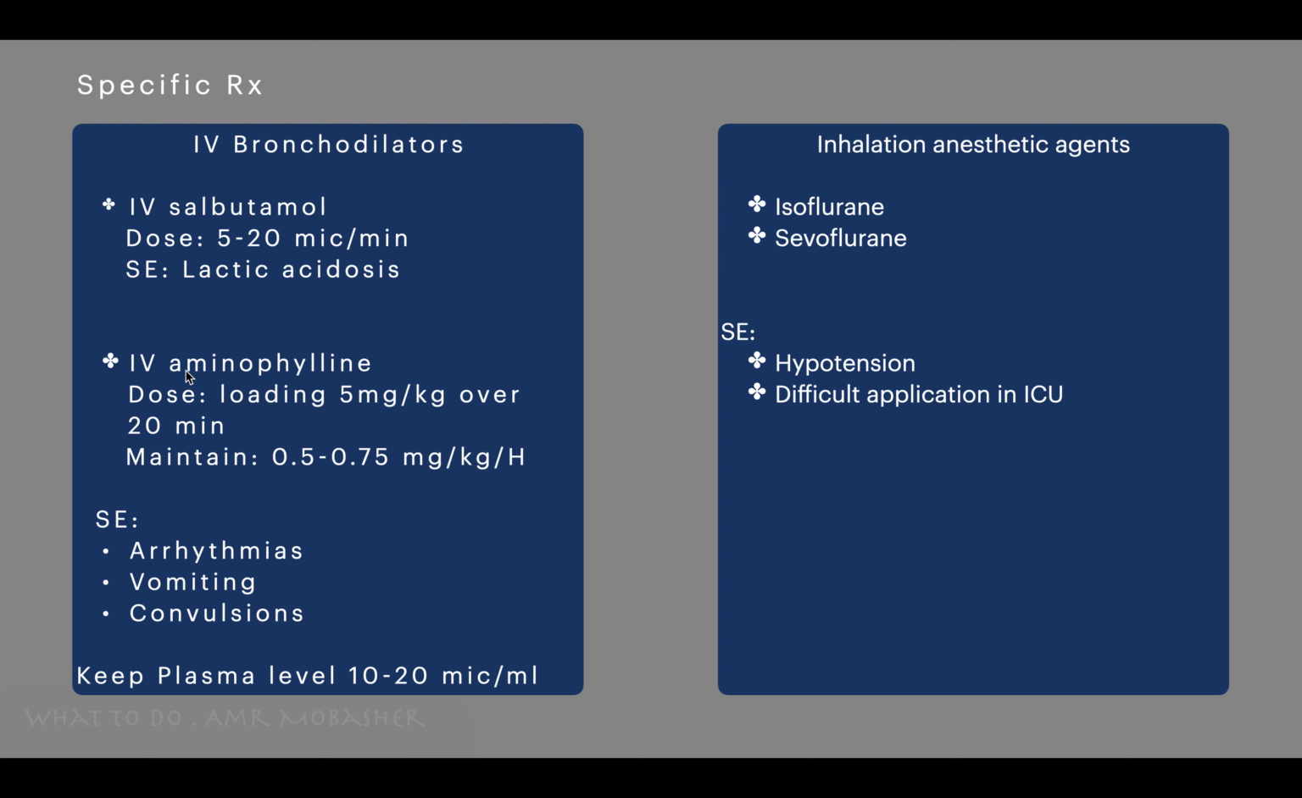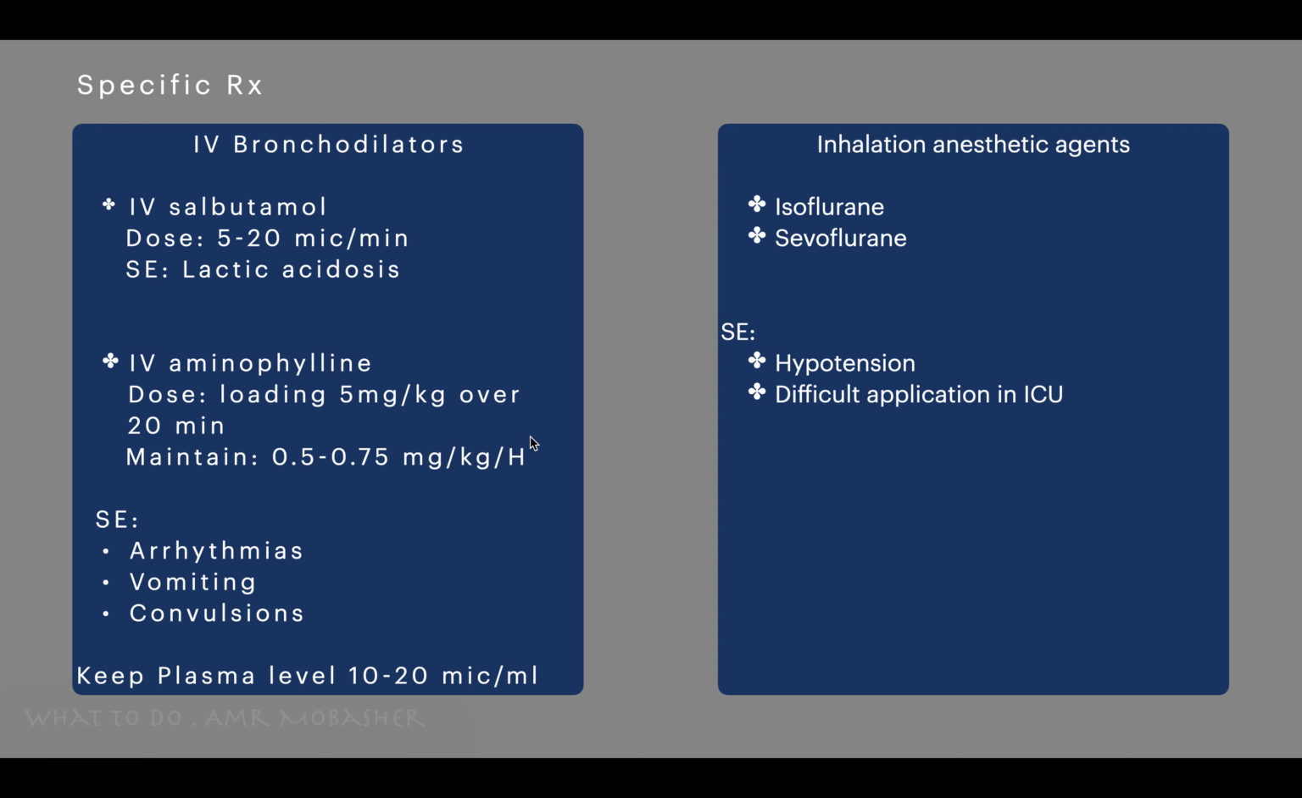The second medication, IV aminophylline. Loading dose, maintenance dose, that's fine. But we need to know very well that this medication's therapeutic index is very low and it is very likely to be toxic. Side effects: arrhythmia, vomiting, convulsions. So aminophylline plasma level should be kept between 10 and 20 mic per ml. Very important, because the therapeutic index and the safety margin of this medication is very narrow. So keep the level of the medication between 10 and 20 mic per ml.